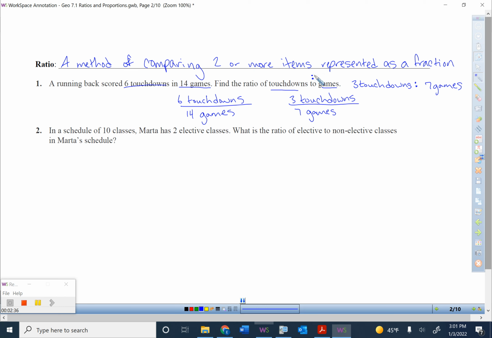In a schedule of 10 classes, Marta has 2 elective classes. What is the ratio of elective to non-elective? So elective to non-elective. Those are the 2 items we need to compare. Sometimes it's helpful to actually put those labels first. So electives are what we want on top, and non-electives on the bottom. And then we can attach the number after the fact. Okay, so it says a schedule of 10 classes, 2 elective classes.